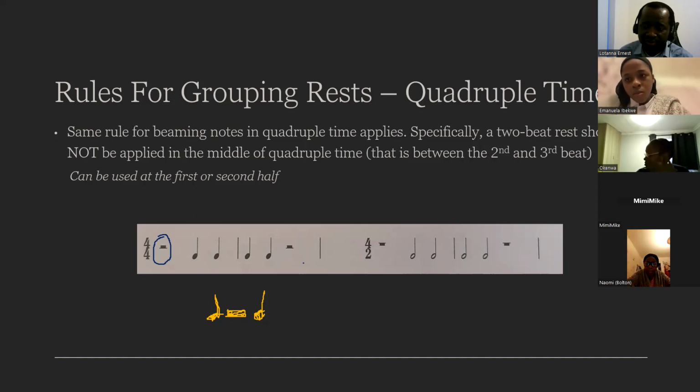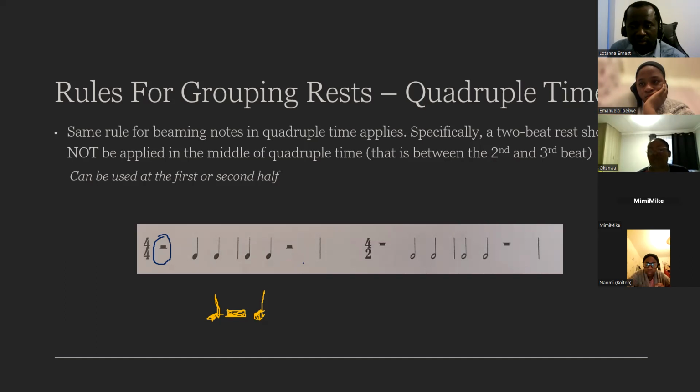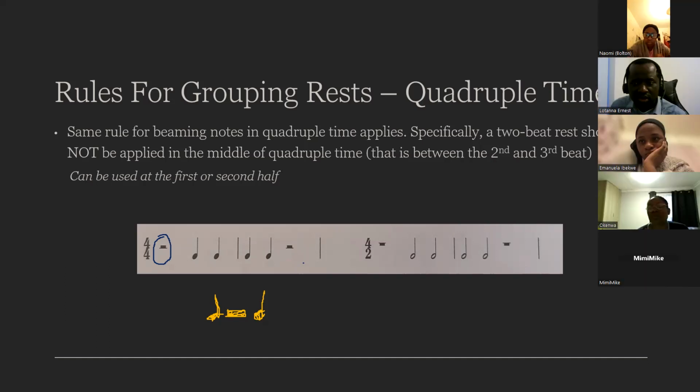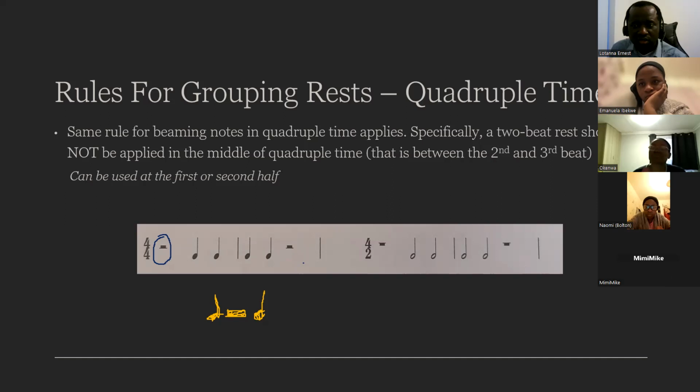But from what you're explaining, we can't have 2 crochet rests in the middle. This is not 2 crochet rests. This is a minim rest, which is 2 beats. If you divide it into 2, it will be 2 crochet rests. So what do you want us to divide it into 2? If you cannot move it around, then we have to divide the rest into 2. But is it allowed to have 2 rests in the middle? Yeah, you can have 2 rests.